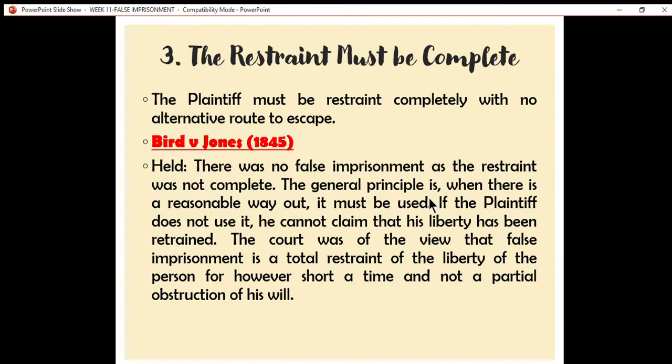The general principle is when there is a reasonable way out, it must be used. So there is an additional route available to the plaintiff, so he can use that route. If the plaintiff does not use it, he cannot claim that his liberty has been restrained. And the court was of the view that false imprisonment is a total restraint of the liberty of the person for however short a time and not a partial obstruction of his will. So it must be complete restraint.